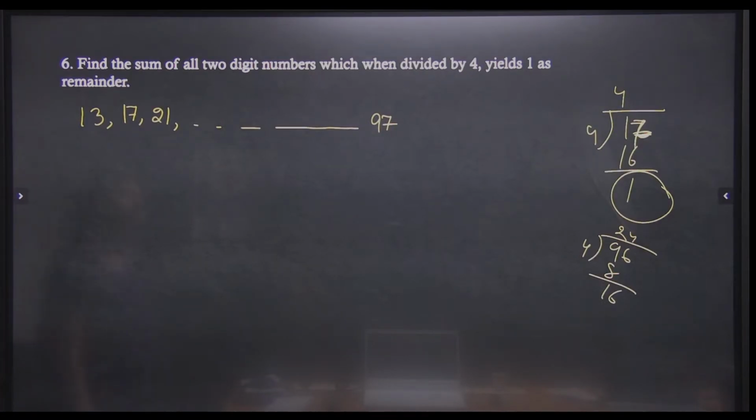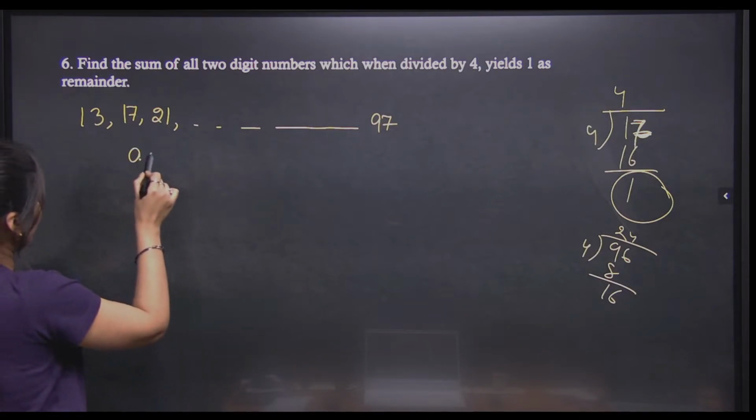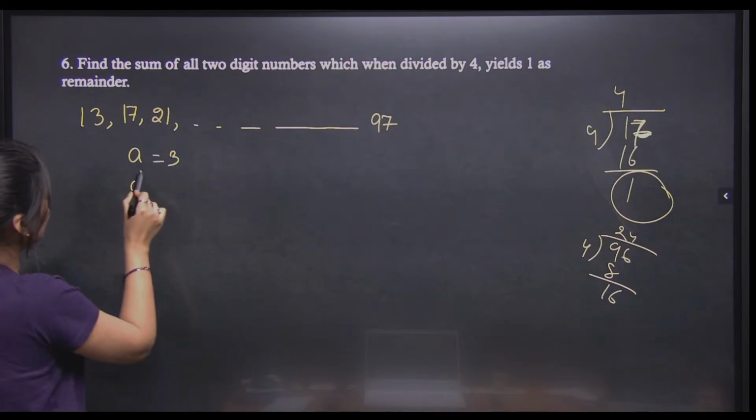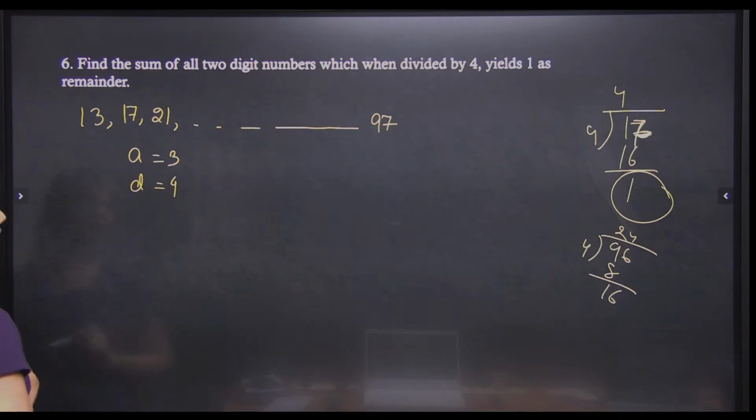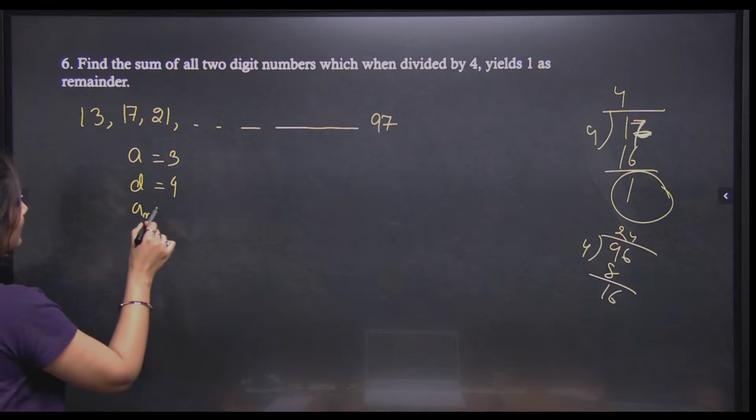Find the sum of all two-digit numbers which when divided by 4 yield 1 as remainder. So if I divide it by 4, it will give 1 as remainder. So 4 3s are 12 plus 1. So this is the sequence. Now you have to find the sum. What is a here? a is 13. What is d here? And here nth term is 97.